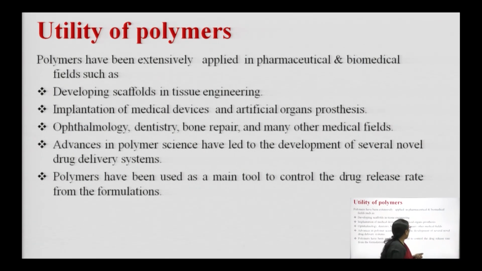So, polymers are extensively used here for making scaffolds, then they are used for making implantations of medical devices and artificial organs. Prosthesis is the term used for that. But the main prerequisite of the polymer used for such application is that the polymer should be biocompatible. It should not sensitize the other tissues or cause toxicity, and it should be biodegradable as well. That is, it should be degraded inside the body, it should not remain in the body for a long duration of time, it should have hydrolyzable groups.